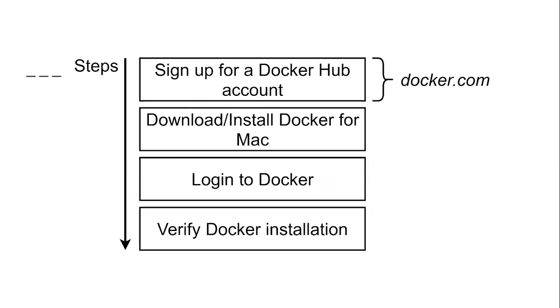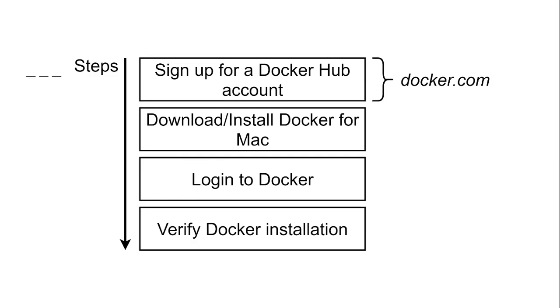Now, if you do not have Docker, how would you get started? The first thing you have to do is go to docker.com and sign up for a Docker Hub account. A Docker Hub account is kind of a repository where you have lots of images. Then download and install Docker for your machine. If you are using Mac, install it for that. If you have a Windows machine, select that version. After you have installed Docker on your local machine, log into Docker and verify the Docker installation.